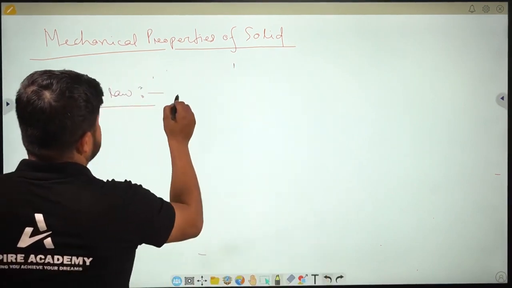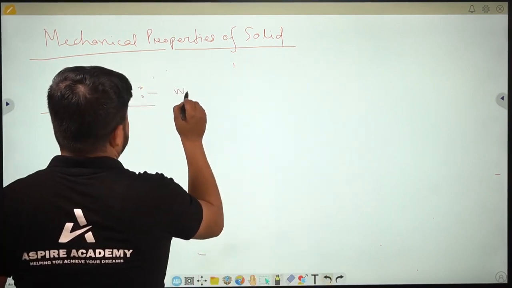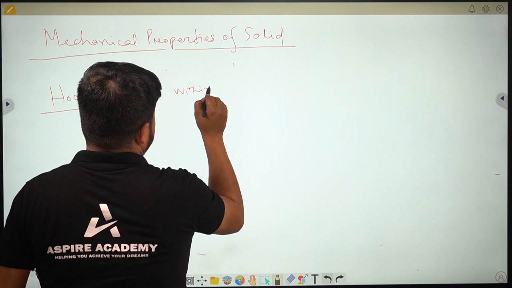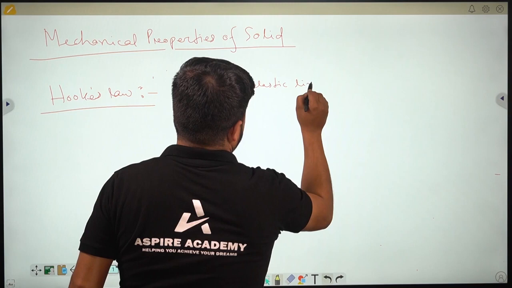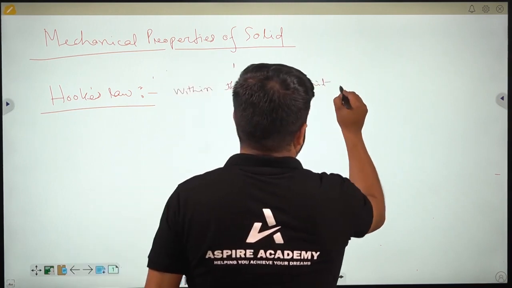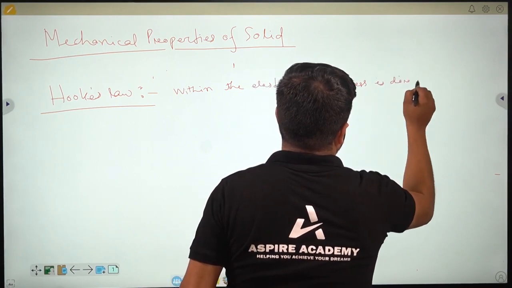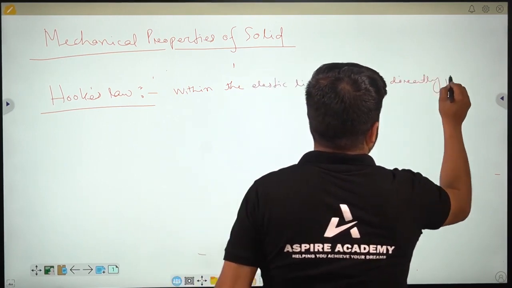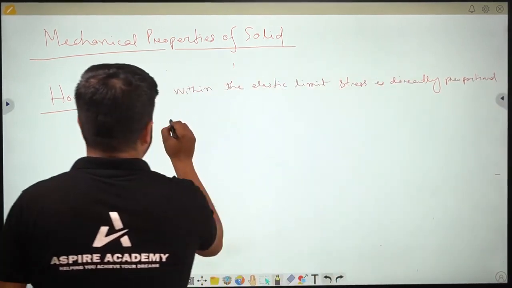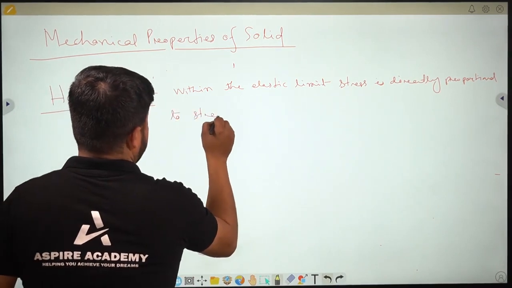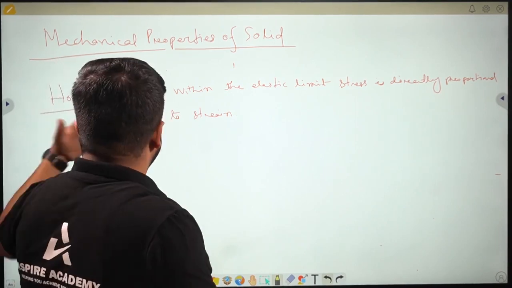So how can we represent Hooke's law? Within the elastic limit, stress is directly proportional to strain. Within the elastic limit, the stress is directly proportional to strain. So this is called Hooke's law.